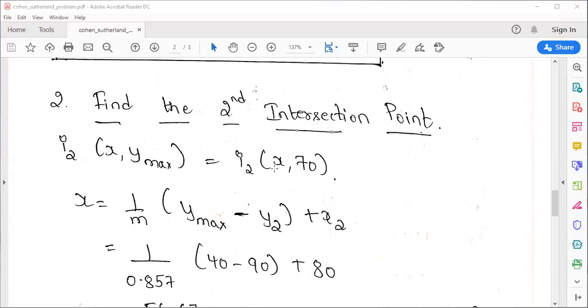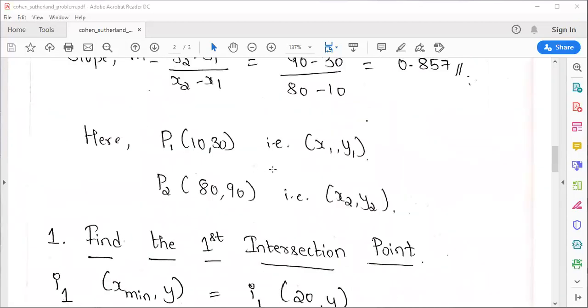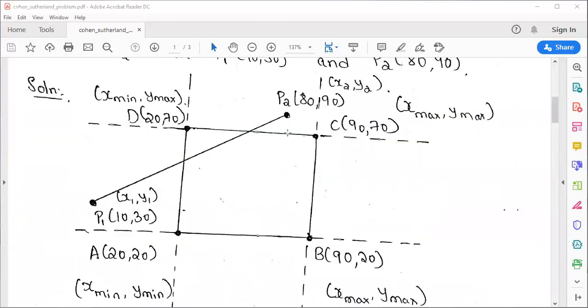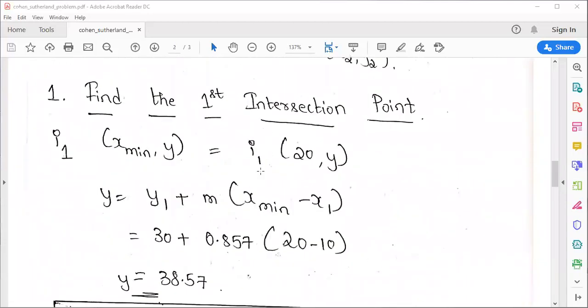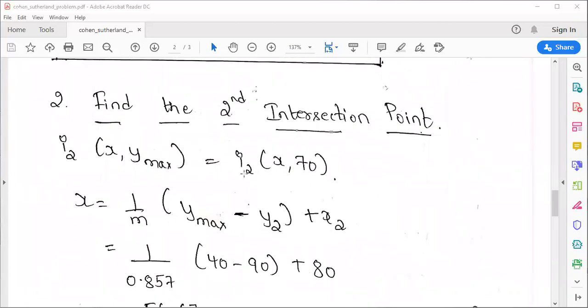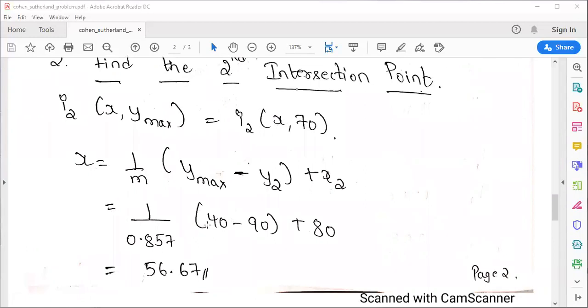So this will be equal to I2 of x comma y max. What is the y max value here? The y max value is 70, so it will be I2 of x comma 70. The formula is x is equal to 1 divided by m into y max minus y2 plus x2, right? So that is 1 divided by m, the slope value, which is 0.857, into y max. The y max value is 70, it is not 40 here. So 70 minus 90 plus the x2 value.